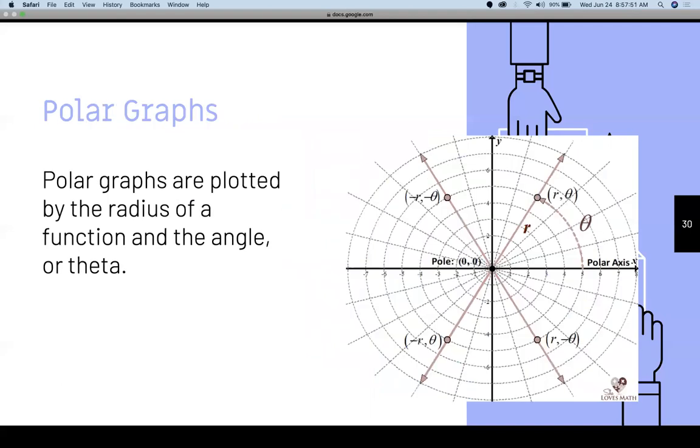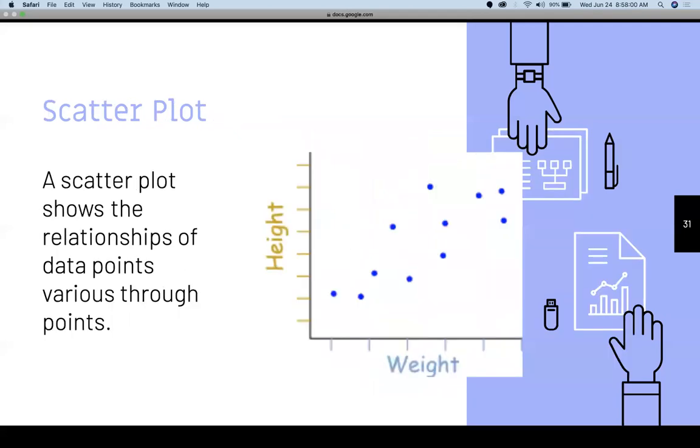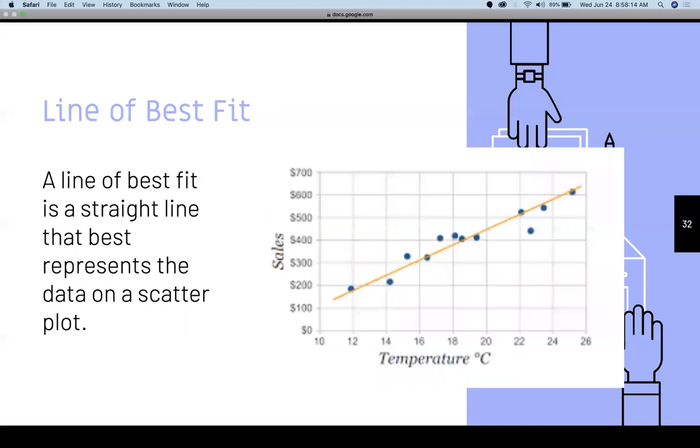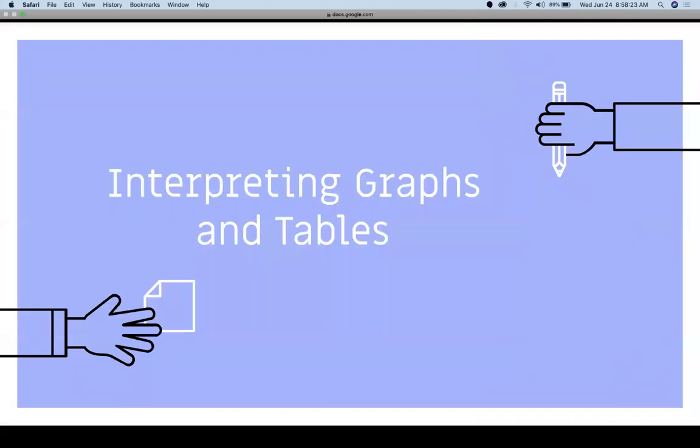This is a little more complex, and you do not have to know this right now, but polar graphs are plotted by a radius of a function and the angle theta. A scatter plot shows the relationship of data points, right? Scatter plots, points that are scattered. Line of best fit. A line of best fit is a straight line that best represents the data on a scatter plot, which is that orange line right there, just to help visualize it better.